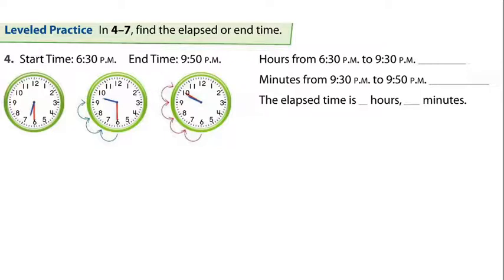Hours from 6:30 p.m. to 9:30 p.m. From 6 to 9, 3 hours will pass. Minutes from 9:30 p.m. to 9:50 p.m. From 30 to 50, 20 minutes will pass. So the elapsed time is 3 hours and 20 minutes.